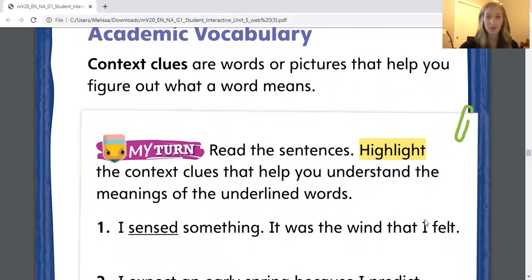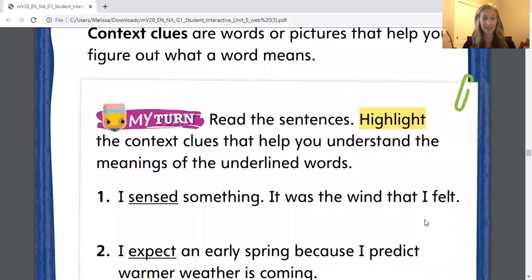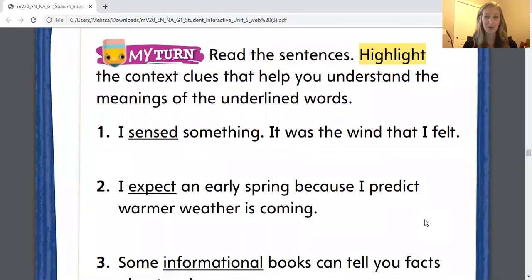So let's talk about the directions. Read the sentences. Highlight the context clues that help you understand the meanings of the underlined words. So go ahead and get a highlighter ready, or if you don't have a highlighter, you can use a pen or pencil and circle the context clues instead of highlighting. Let's take a look at number 1.